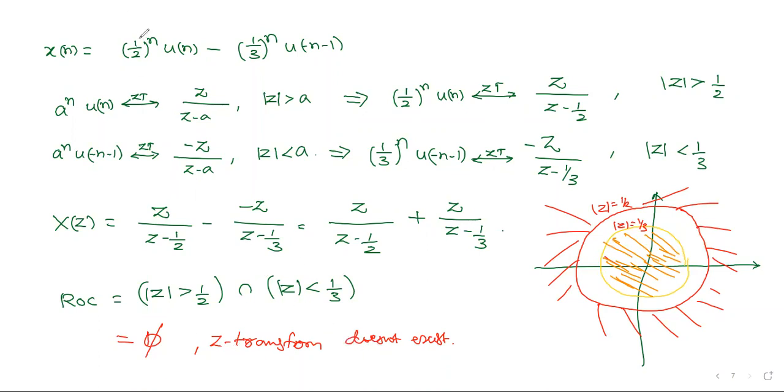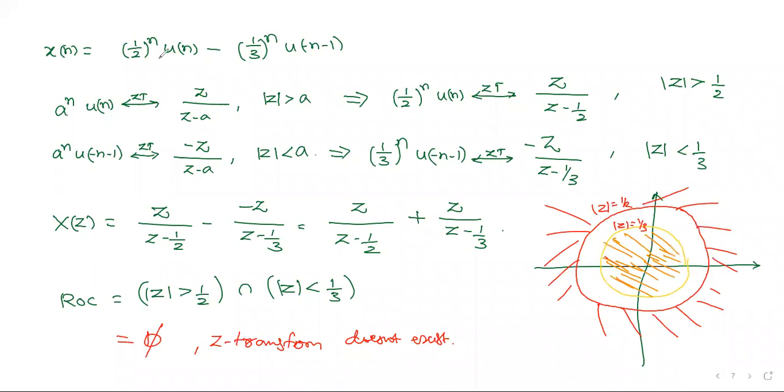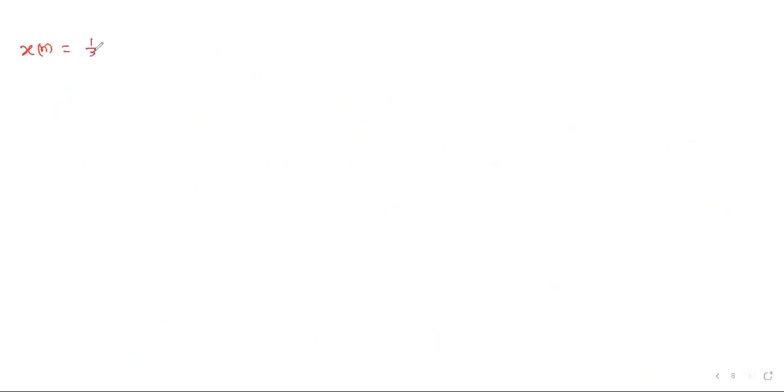One more case, that means we will reverse this. Now one more I'll consider here. X of n is equal to whatever was considered in the previous slide, 1 by 2 whole power n u of n minus 1 by 3 whole power n u of minus n minus 1. Now I will write it here: 1 by 3 whole power n u of n minus 1 by 2 whole power n u of minus n minus 1.